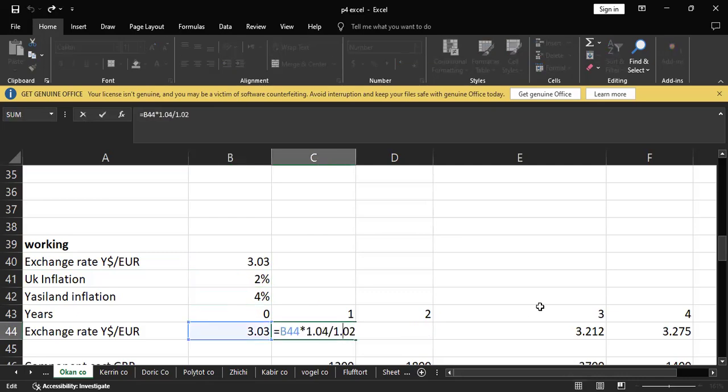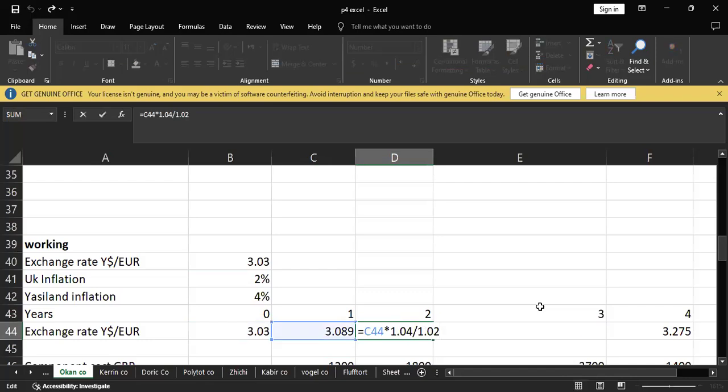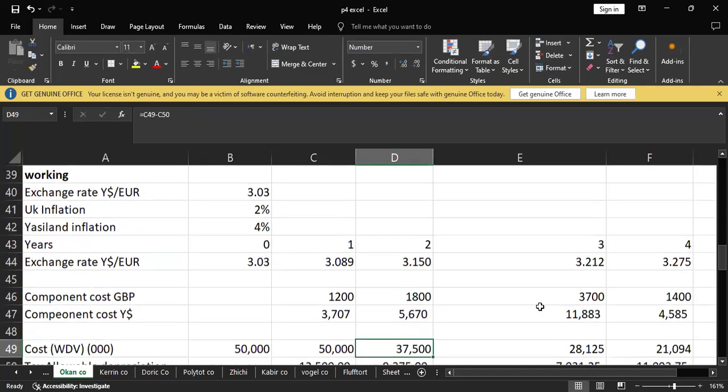What is the formula? Current spot rate into 1 plus inflation of first currency divided by 1 plus inflation of second currency. YS is in the numerator, so YS inflation 4% will be above, and euro is in the denominator, so euro inflation will be on the lower side. The year 1 future spot rate is 3.089, and then you can compute for every year. This will be spot now and 1.04, 1.02. So we can compute.